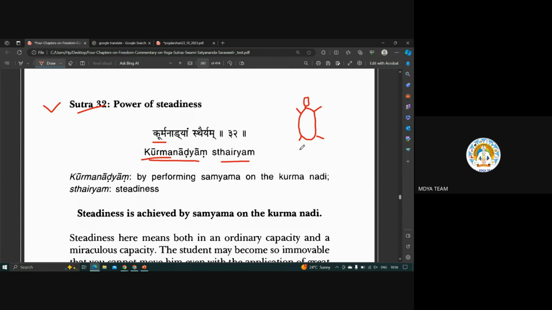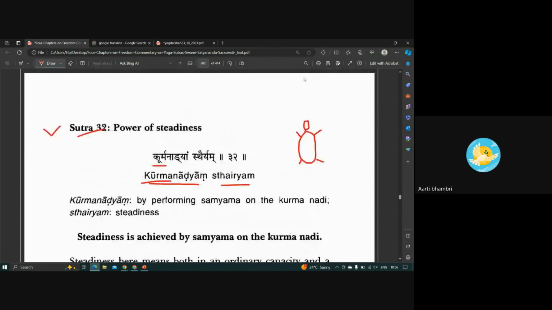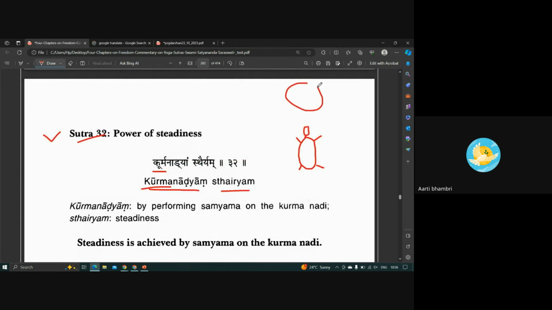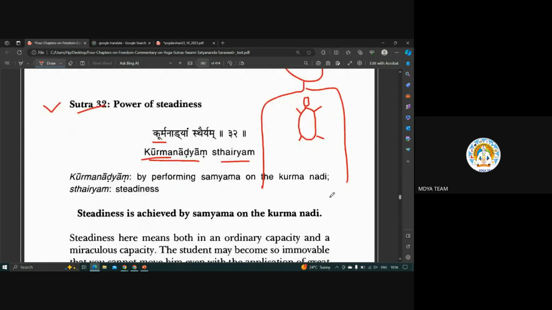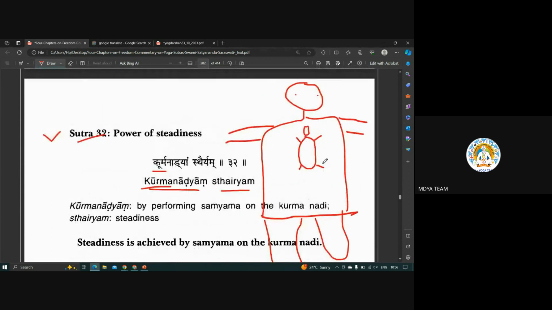Please confirm why its name is Kurma-nadi. It is because of the structure of a tortoise. Now in this diagram you can understand. These are the hands, and these are the legs. And the Kurma-nadi is located in the chest region. Its structure is like a tortoise. That's why its name is Kurma-nadi.